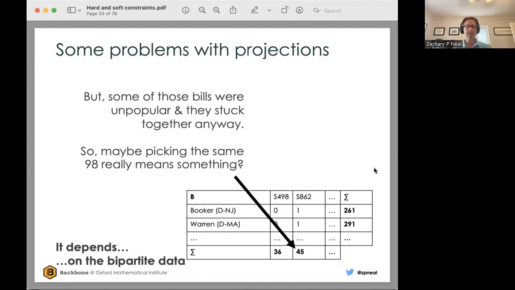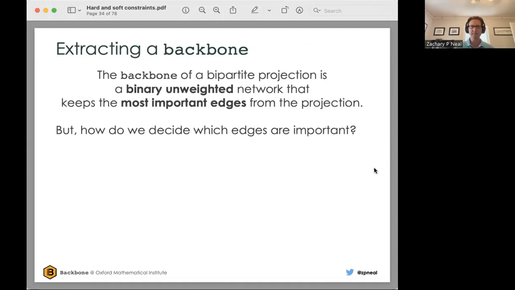And so observing that they both stuck their neck out for the same unpopular bill may actually be fairly noteworthy. The fact that they shared that one maybe should, in some sense, count for more. And so the fact that they picked the same 98 bills may actually tell us something in this context. And so taking those two pieces of information into account, we can extract the backbone of a bipartite projection.